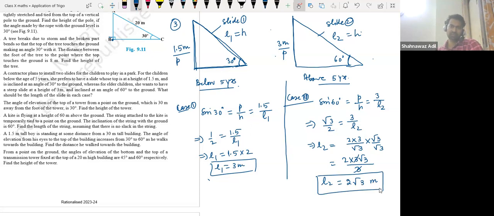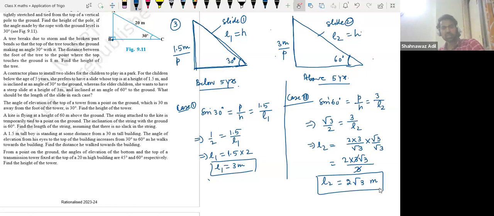Yes, is it clear? Yeah. So here you use sine value P by H, because whenever the value of the sine is given, it means it is P by H, and cos is B by H.